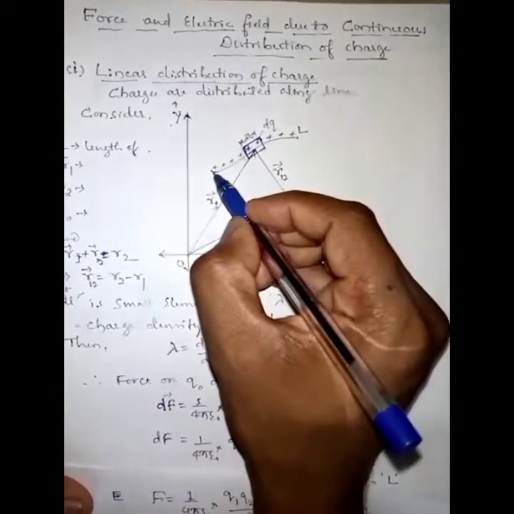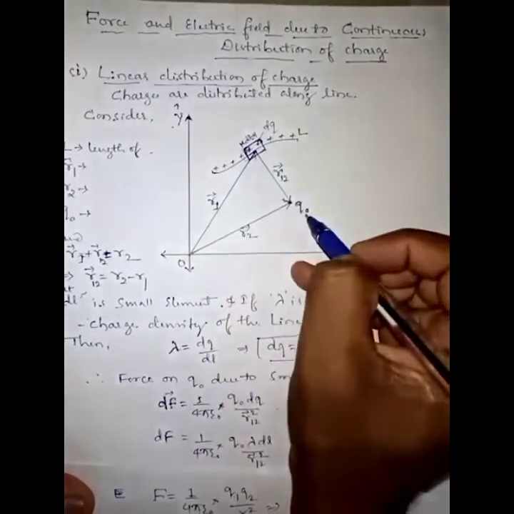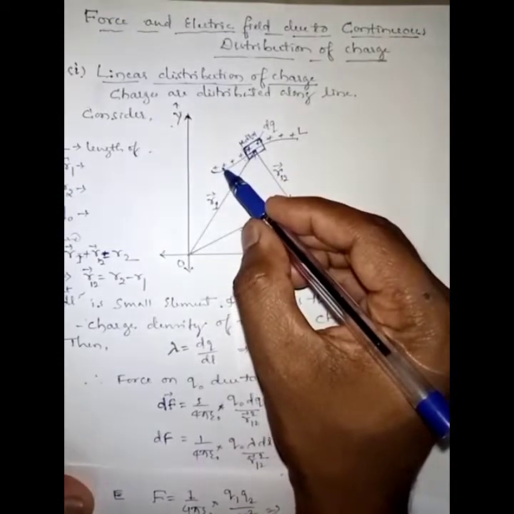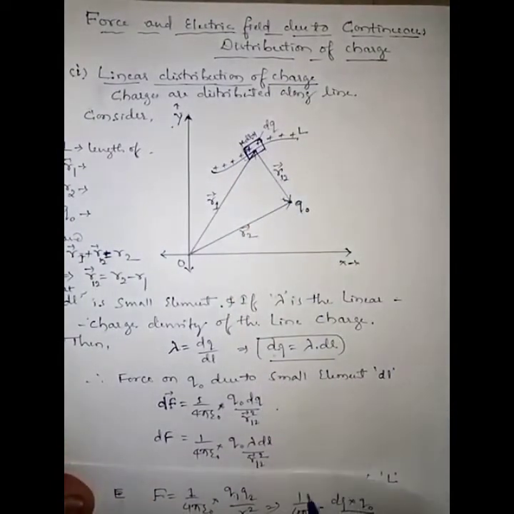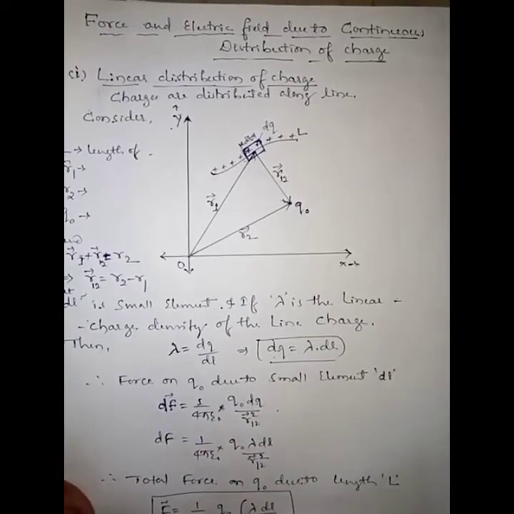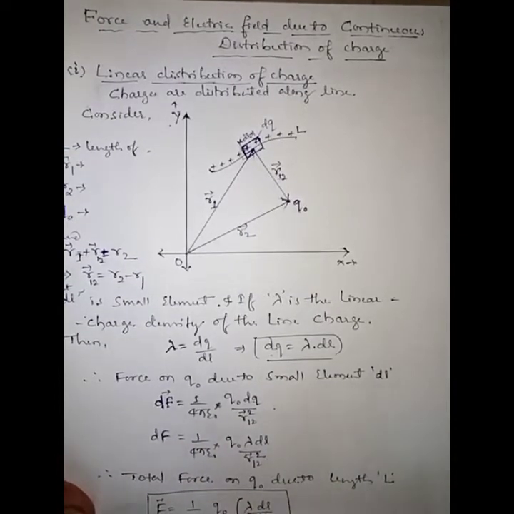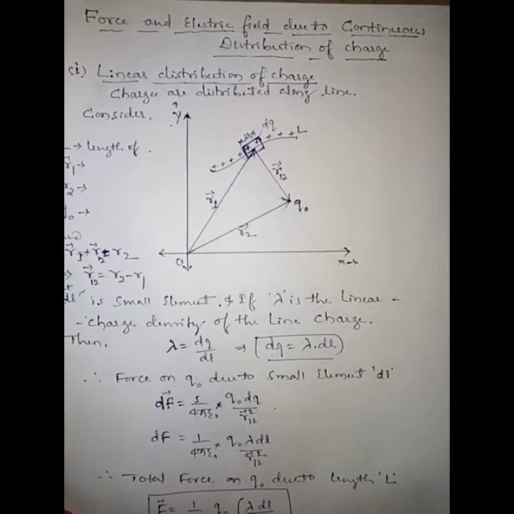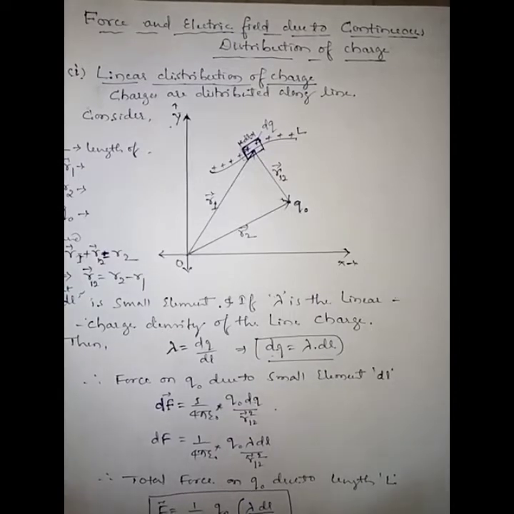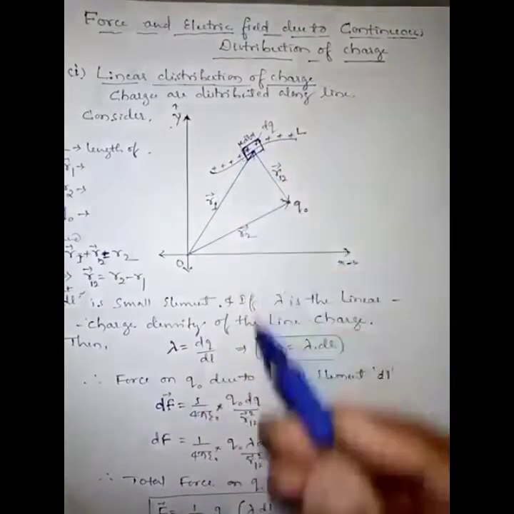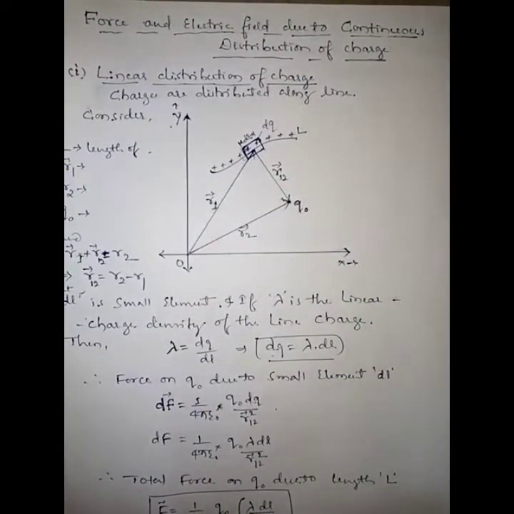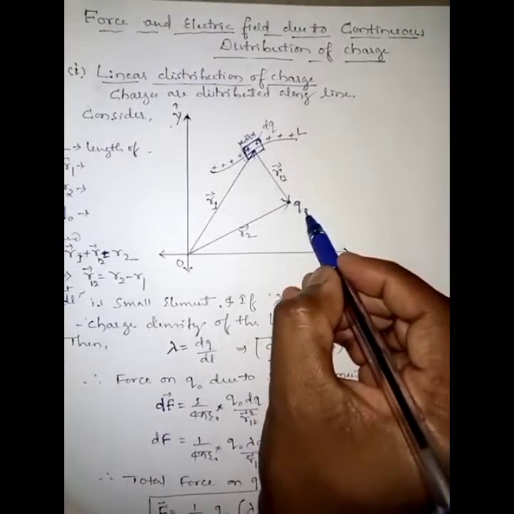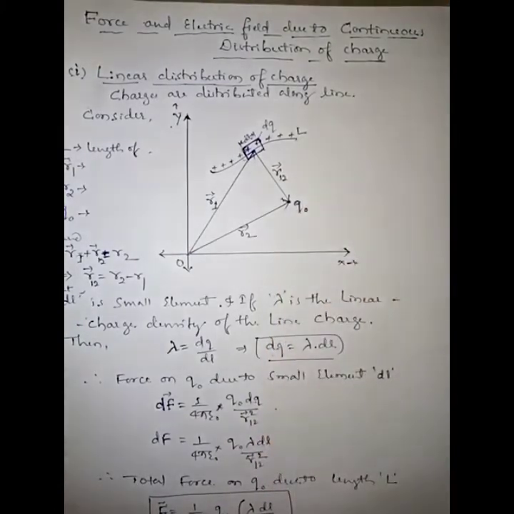Now we have to calculate the total force acting on q naught due to this whole length. That's why we apply integration to this step. That is the total force on q naught due to length L. F is equal to 1 by 4 pi epsilon naught q naught, integration over L of lambda into dl divided by r12 square. This is the total force acting on the test charge q naught due to length L.